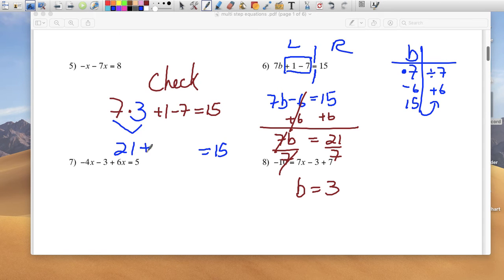Then I'm going to add 1 and subtract 7. From left to right, 21 plus 1 is 22. And then I subtract 7, and 22 minus 7 is 15. And that equals the 15 that's already on the right side. And that was your complete problem.